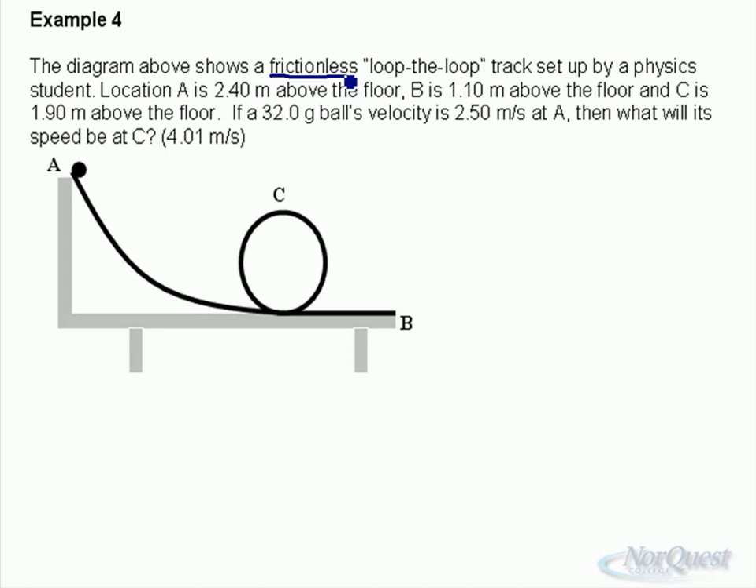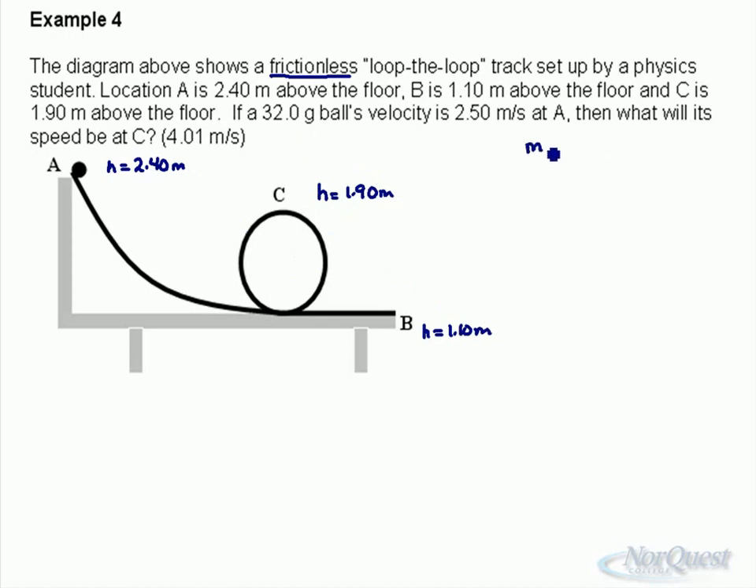So the diagram shows a frictionless loop-the-loop track. Location A is 2.4 meters above the ground. So we're talking about A, we're going to say its height equals 2.4 meters. B, 1.1 meters. And C, 1.90 meters. We have the mass of the ball, 32 grams.